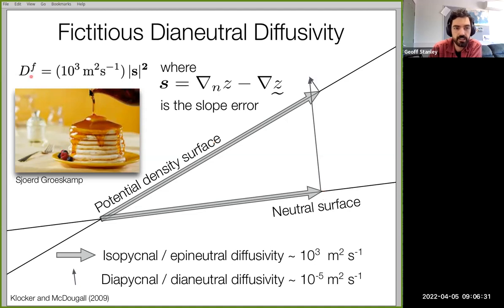So what this does is it creates a fictitious or spurious dianeutral diffusivity, dF, and we can quantify that. It's essentially the along surface diffusivity times the square of the slope difference between the true neutral direction, so the slope of the neutral direction, minus the slope of your surface. So you want those two slopes to be very, very close because of this fact that there's 100 million times difference here. So you want this fictitious dianeutral diffusivity to be less than the canonical background diffusivity in the ocean, which is very small, 10 to the minus 5.